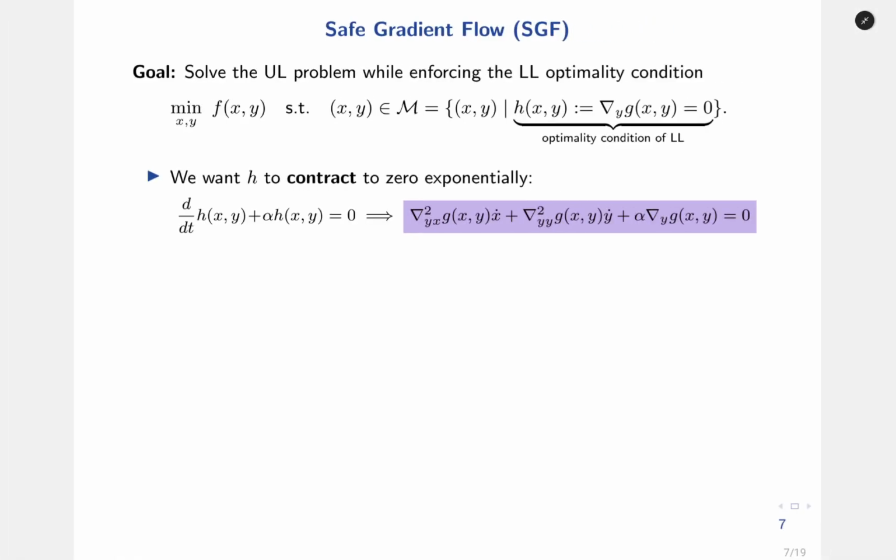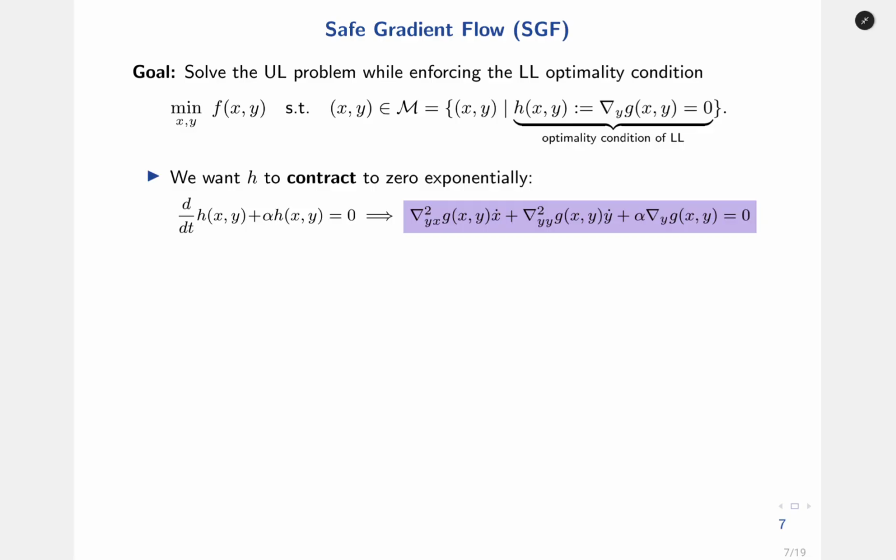The slide presents the construction of the safe gradient flow, or SGF. We encode the lower level optimality condition by defining h of x and y as the gradient of g with respect to y. When h equals 0, the lower level problem is solved. Our goal is to keep the system on the manifold where h equals 0. To do this, we enforce h to contract to 0 exponentially.